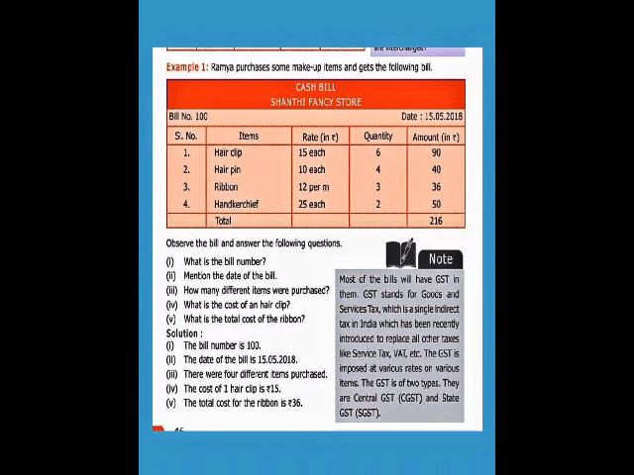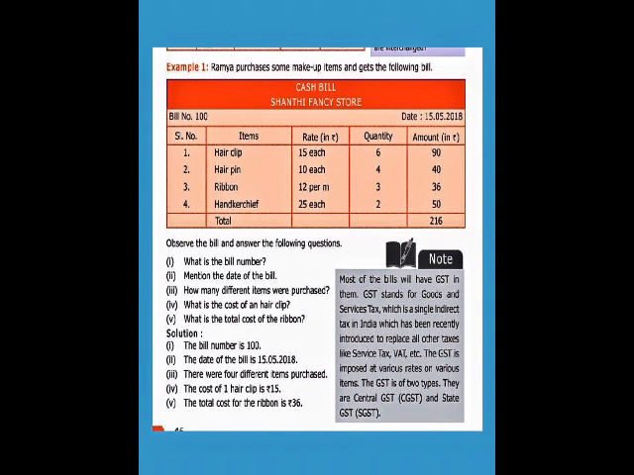What are the items she purchased? Hair clip, hairpin, ribbon and handkerchief. The number of items is 4. Each item's rate is given. The quantity is also given. The amount is given, and the total amount is also given. Now we have questions: observe the bill and answer the following questions.